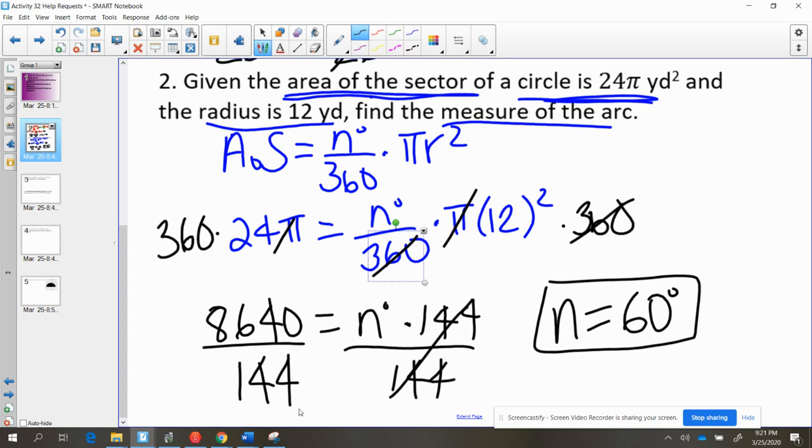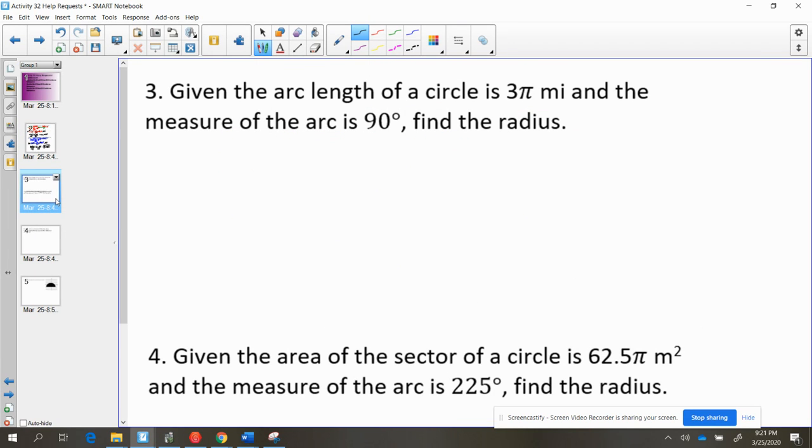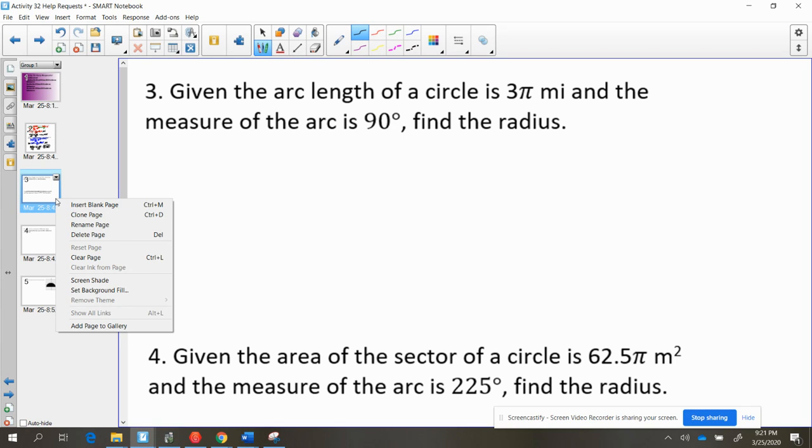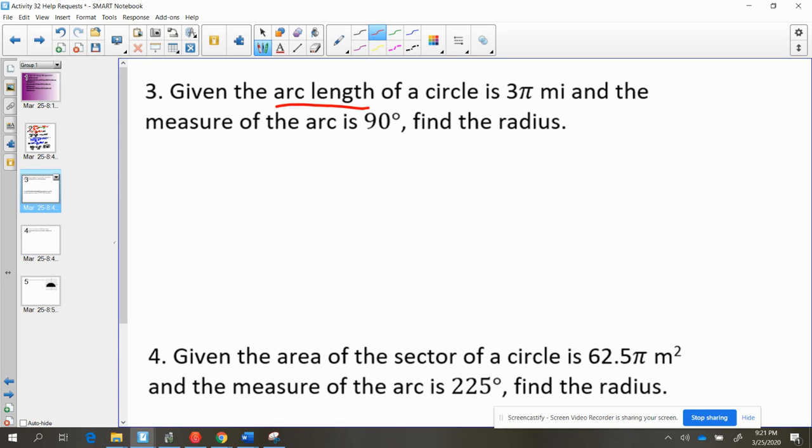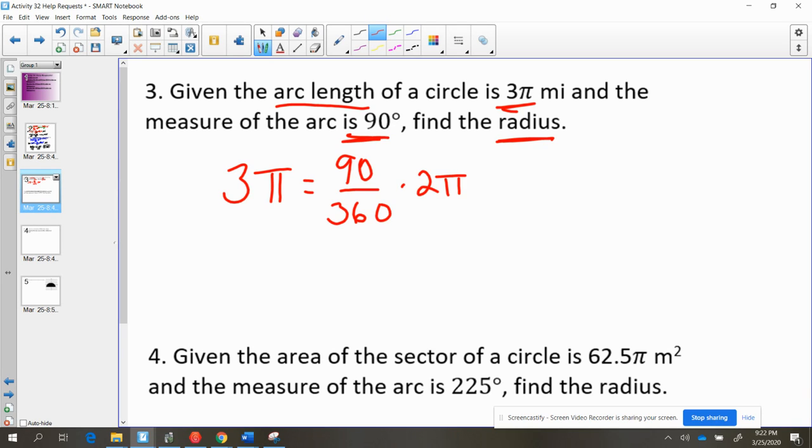Now from here, we're going to switch gears a little bit and talk about finding the radius. Notice it's a very similar question. However, this time we are given that the arc length is 3 pi, and we're given the measure of the arc. How do we find that radius? Again, we're going back to using the arc length formula: arc length equals 3 pi, and then the measure of the arc, n over 360, times 2 times pi times r.